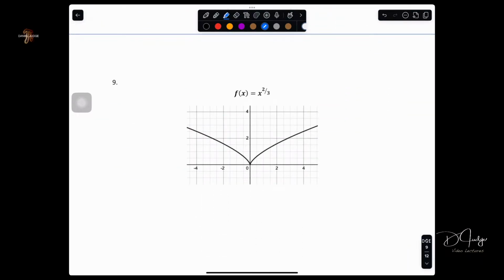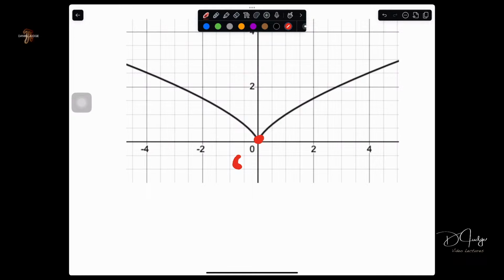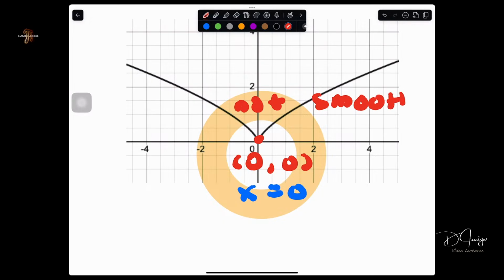Number 9, you can notice this curve here is not smooth at x is 0. This is the location 0, 0. That happens to be where x equals 0. And at this location, if we get the highlighter out around this, let me show you, this is not smooth. We're not smooth here. I'm going to write this down. Not smooth. You have a sharp corner.